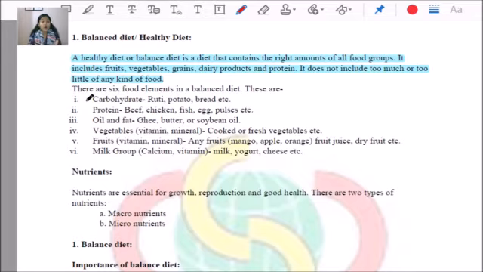Oil and fat. We can get oil and fat from ghee, butter or soybean. Vegetables, cooked or any kind of fresh vegetables can be taken as a good source of vitamin and minerals. Fruits are also taken as a good source of vitamins and minerals, and we can take any kind of fruits such as mango, apple, orange, any kind of fruit juice and dry fruit also. In milk group, milk, yogurt, cheese, these are included, and from milk group we get calcium and vitamins also. So these are our 6 food elements.